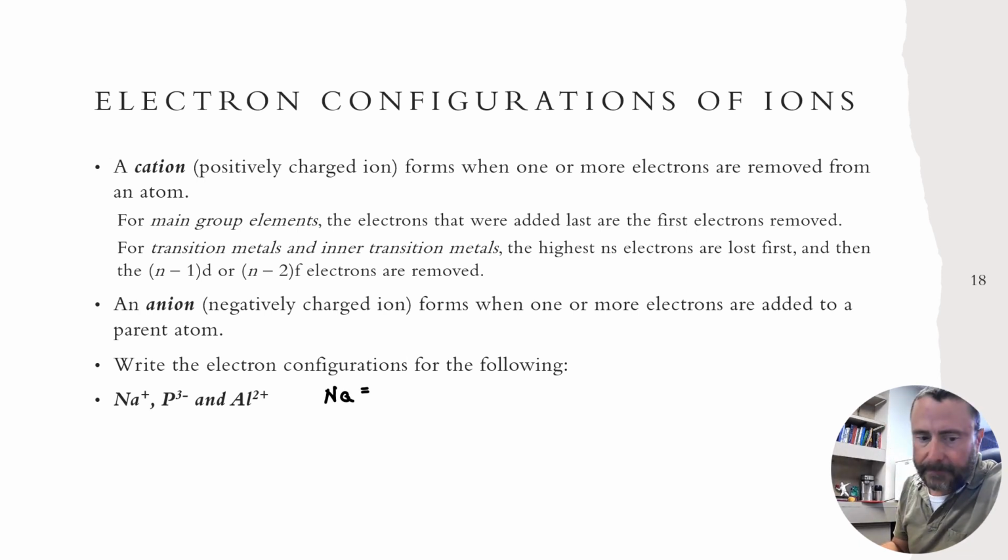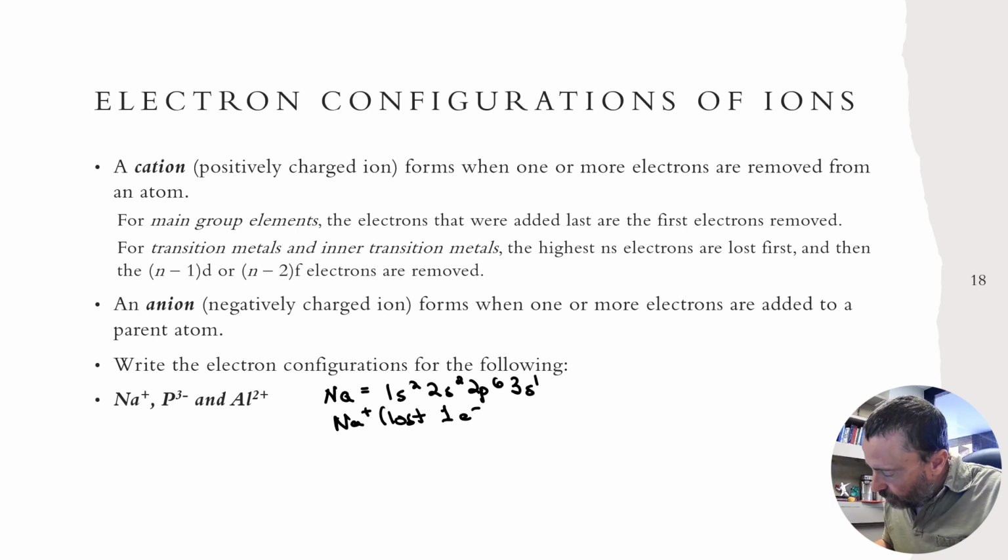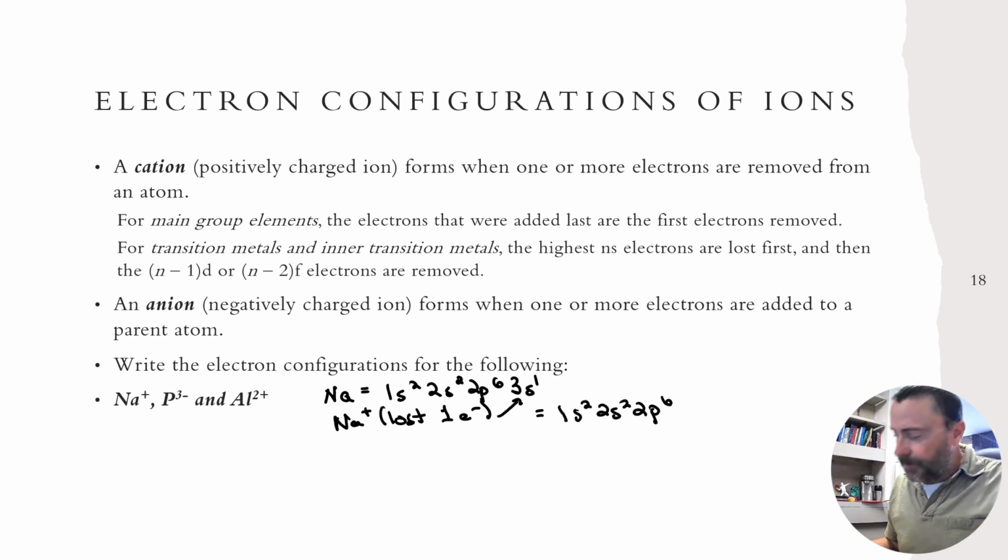So again, I've got sodium is 1s2, 2s2, 2p6, 3s1. All right, sodium has lost one electron. And when we lose electrons, we lose from the highest principal quantum number first. So the sodium cation has lost one electron, and it lost that one electron out there. So it's become 1s2, 2s2, 2p6.